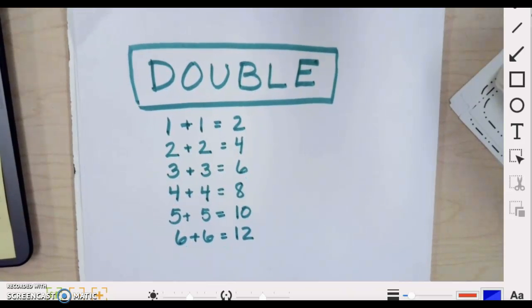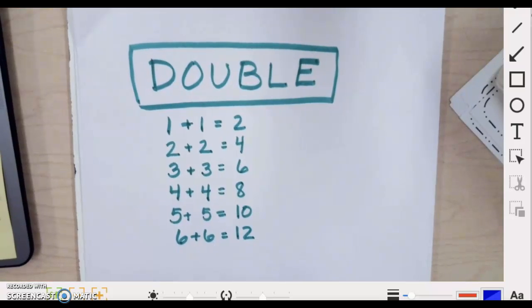Those are, in addition, what we would consider our double facts, and you know those facts like the back of your head. You don't even have to think about them. You know those answers real fast, right?